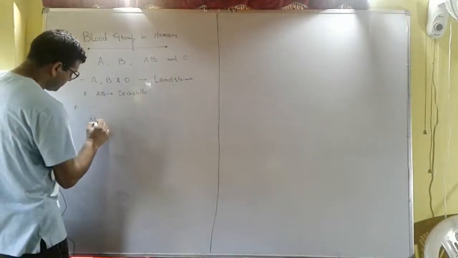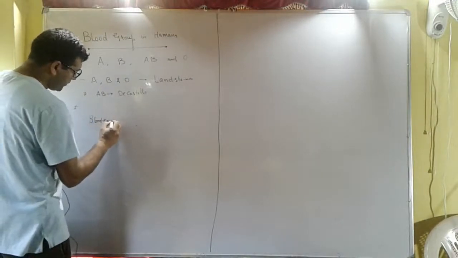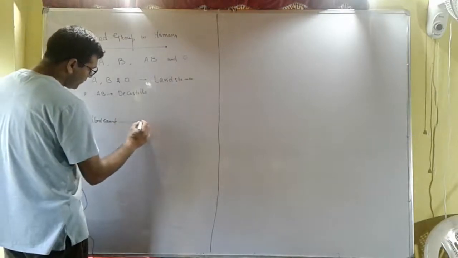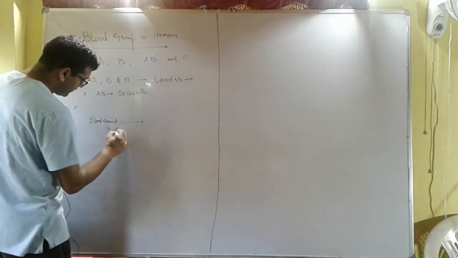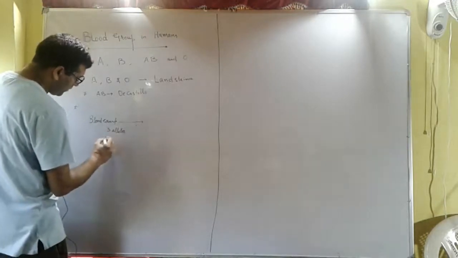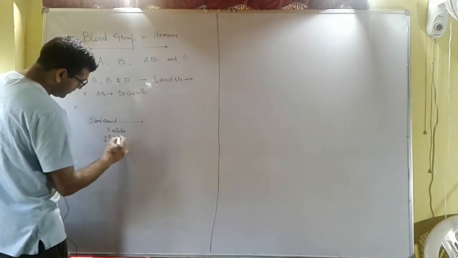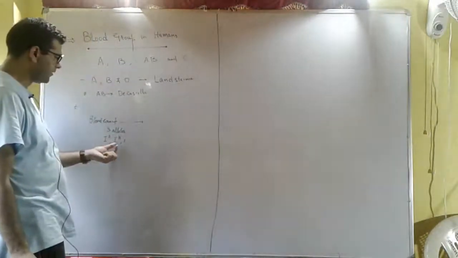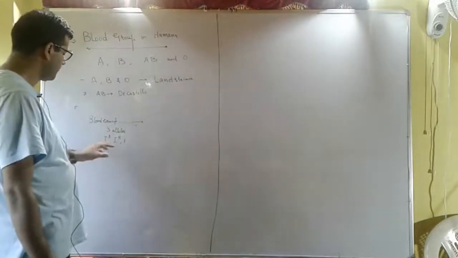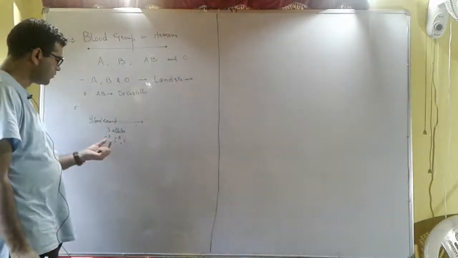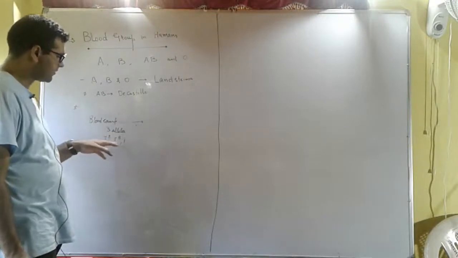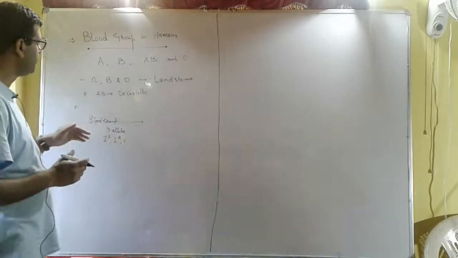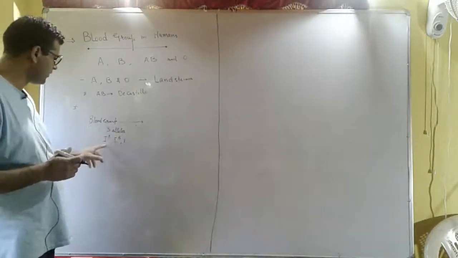Blood groups in humans are controlled by three alleles: IA, IB, and small i. IA and IB are codominant alleles, whereas small i is recessive to both IA as well as IB. So the four blood groups A, B, AB, and O in humans are controlled by three alleles.